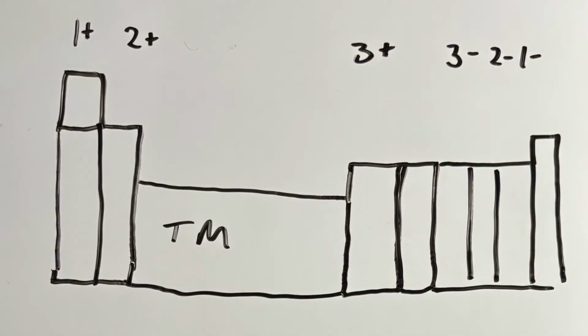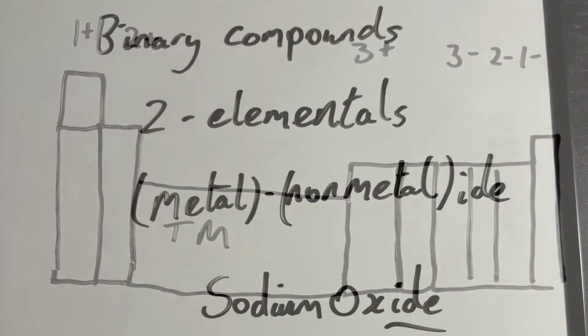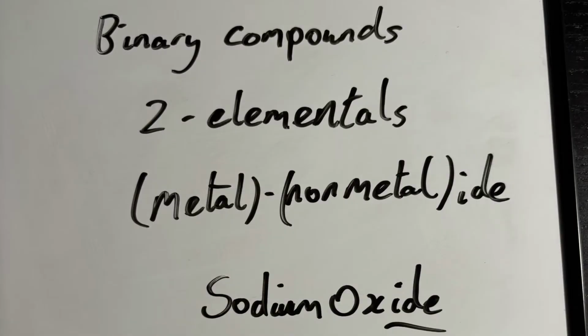Now, the spec expects you to predict the ions of any elements that aren't transition metals, and as you can see here, it's not really difficult. And it expects you to be able to apply these to binary compounds, which have 2 elements. In which case you always put the metal first and the non-metal after with the suffix "ide". As you can see here, the example is sodium oxide.